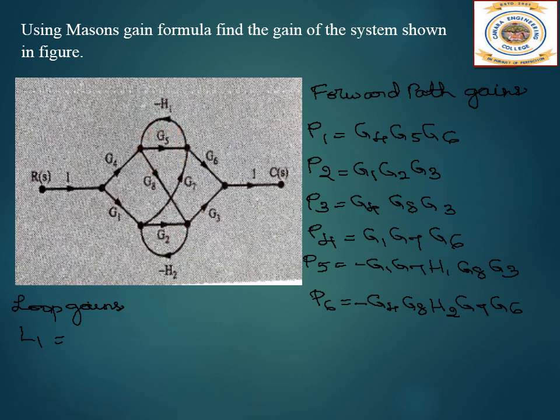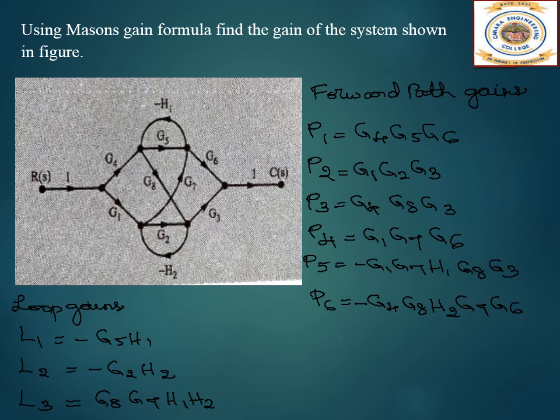So let us write the three loops. So we have L1 is minus G5 H1, L2 is equal to minus G2 H2 and L3 is minus minus H1 H2, so it will come plus G8 G7 H1 H2. So these are the three loops.